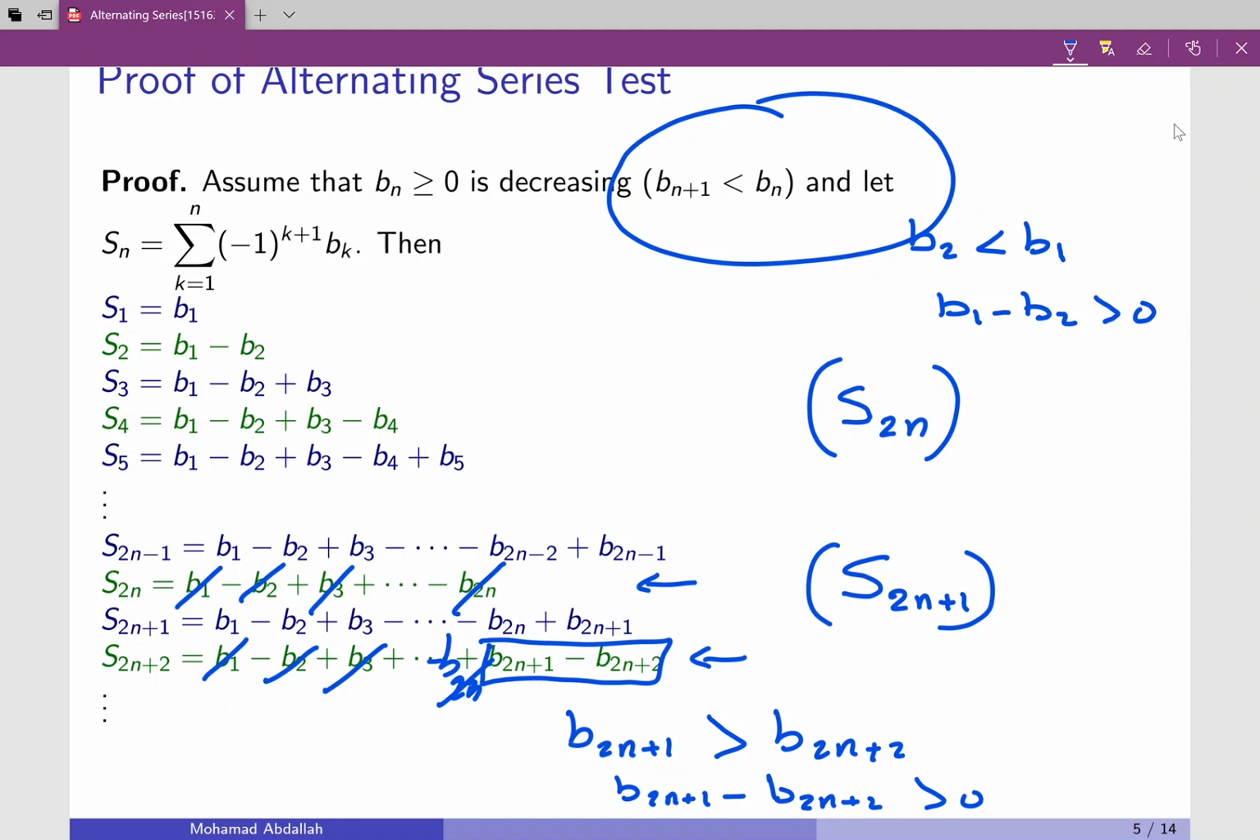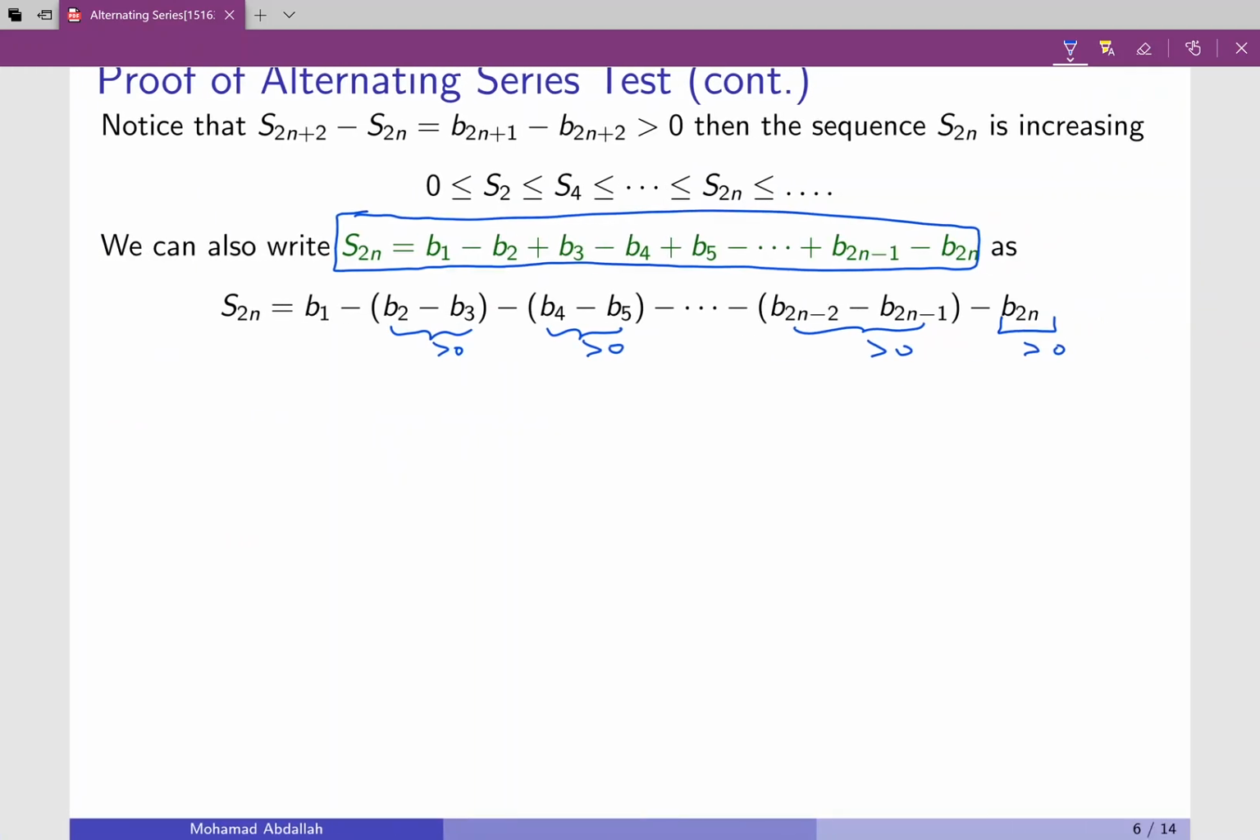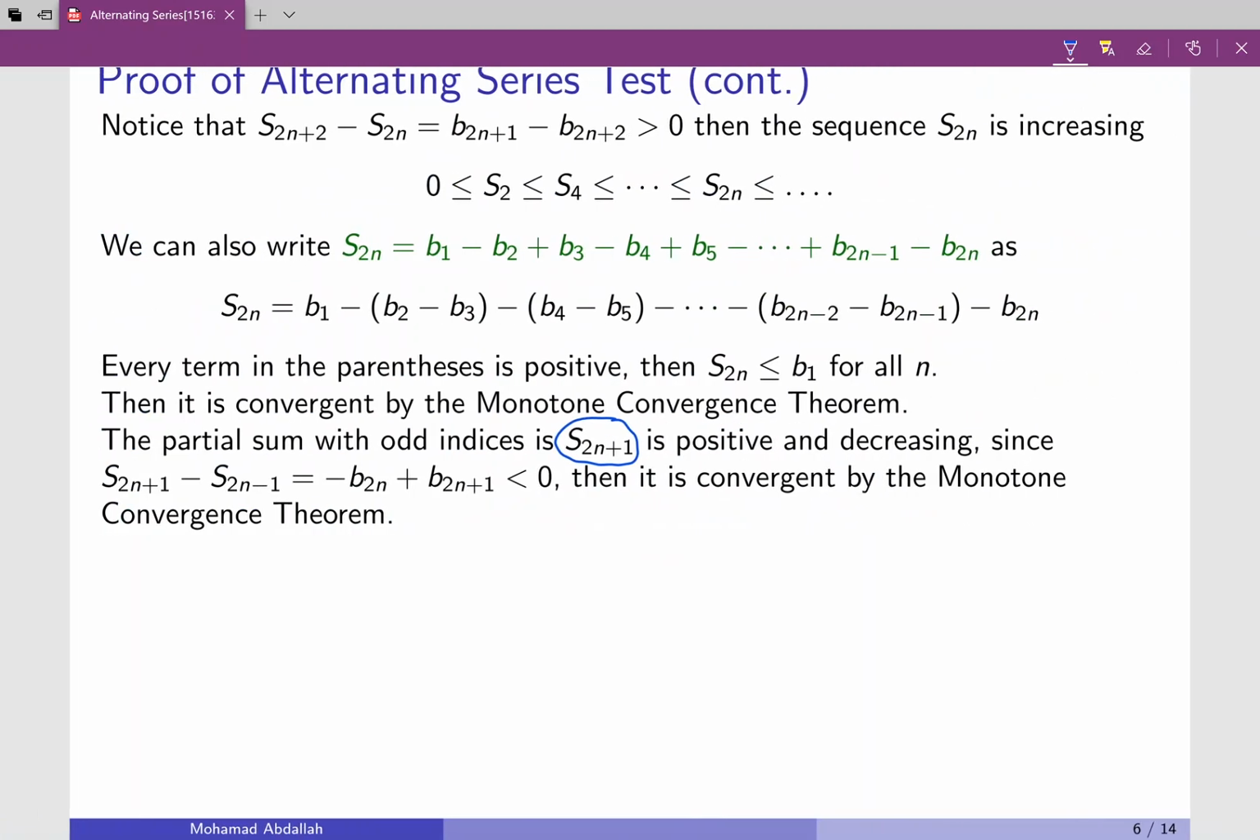So if you take S2n+1, this guy minus this guy, you're going to get negative b2n plus b2n+1 as an answer. So that means that S2n+1 minus S2n-1 is equal to this guy, which is negative. The reason this is negative is because b2n is bigger than b2n+1.